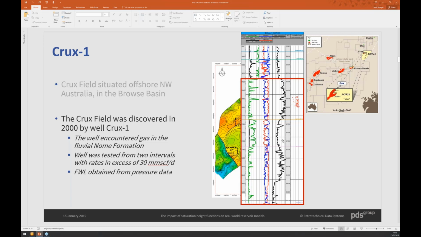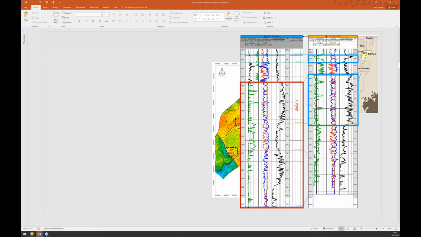The well was tested from two intervals, one in the shallower formation, one in the slightly deeper formation. Rates in excess of 30 million scf a day, so that's pretty good. And the pressure data that was obtained in this well gives us a pretty good handle on the depth of the free water level. So that's also a big help in being able to start to piece things together.